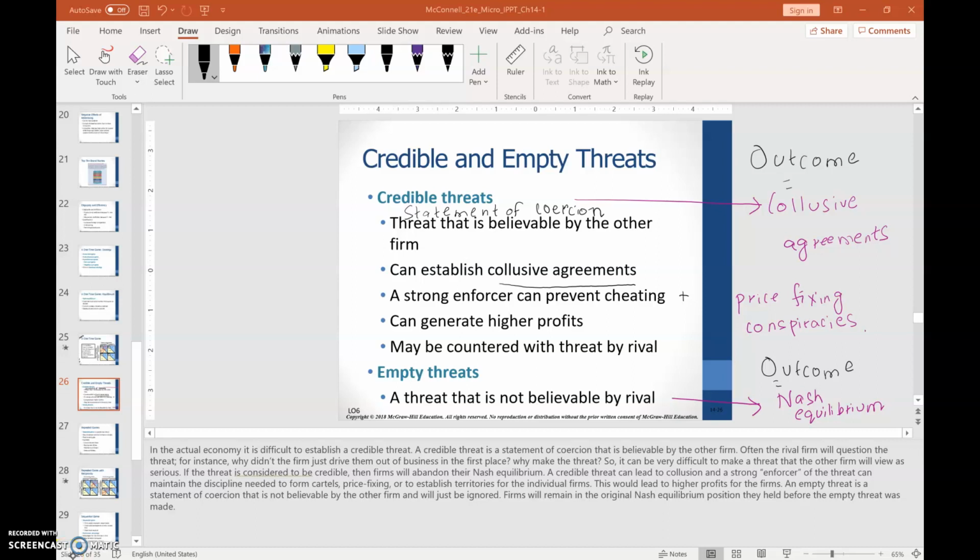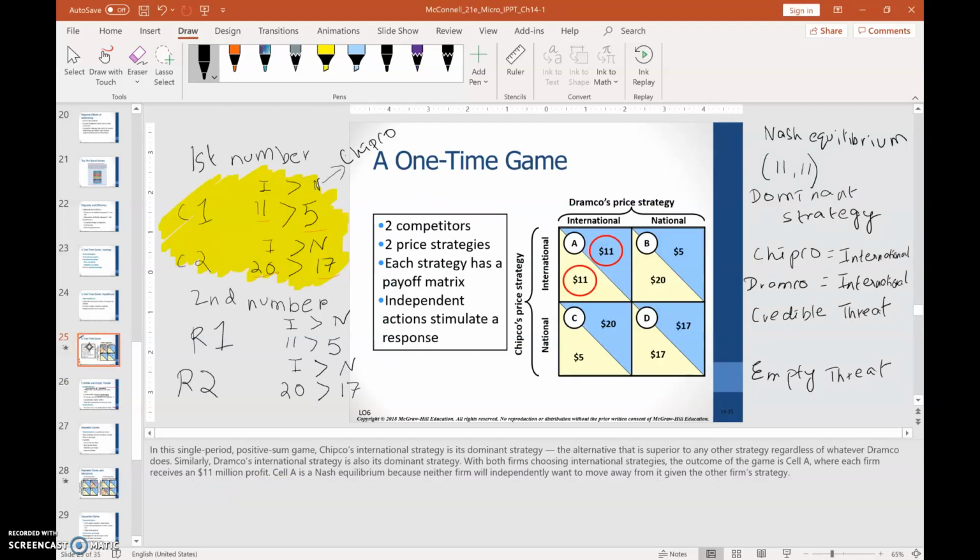Hi all, in this section, let's look at a credible threat and an empty threat. A credible threat is a threat that is believed by the other firm. This leads to collusive agreements and price-fixing conspiracies. An empty threat is a threat that is not believed by the rival firm, and the outcome of an empty threat is a Nash equilibrium.